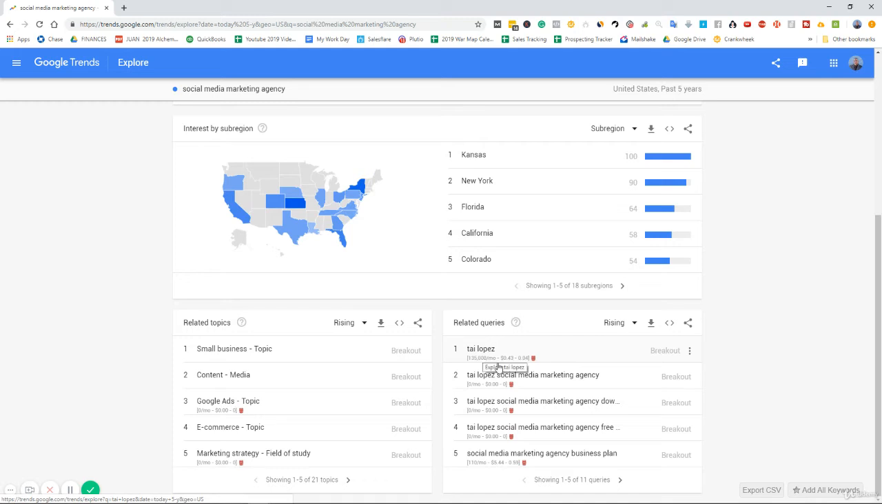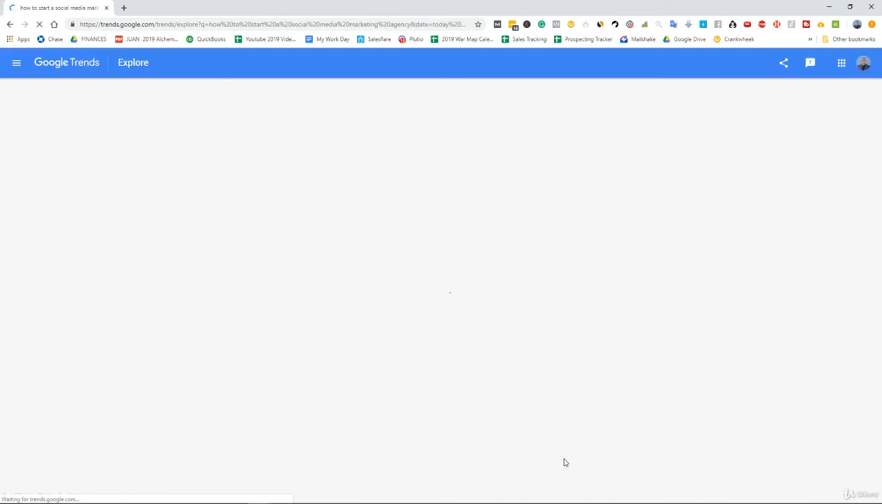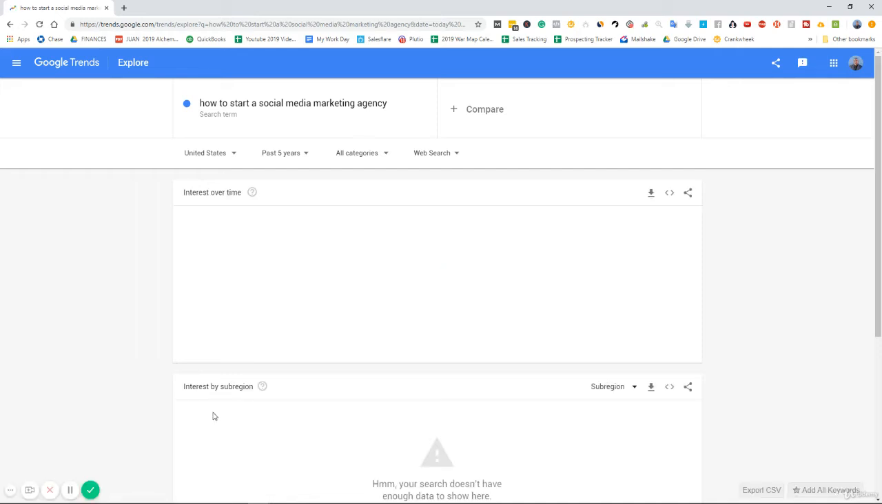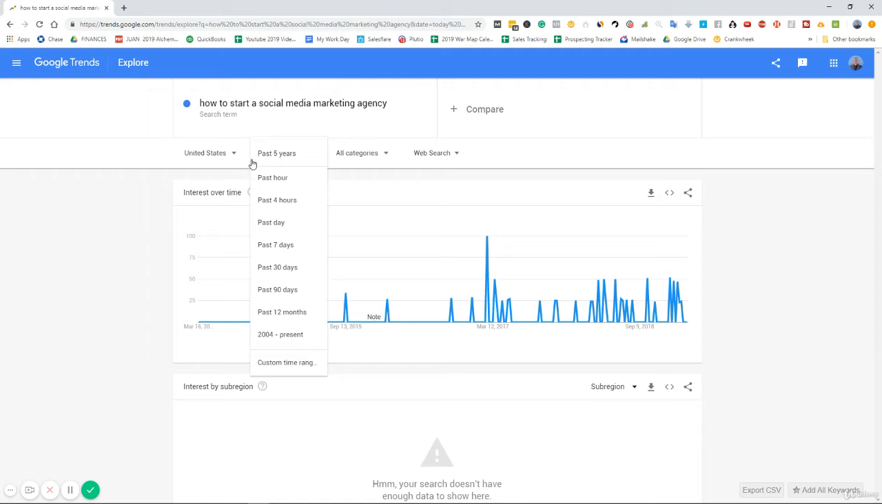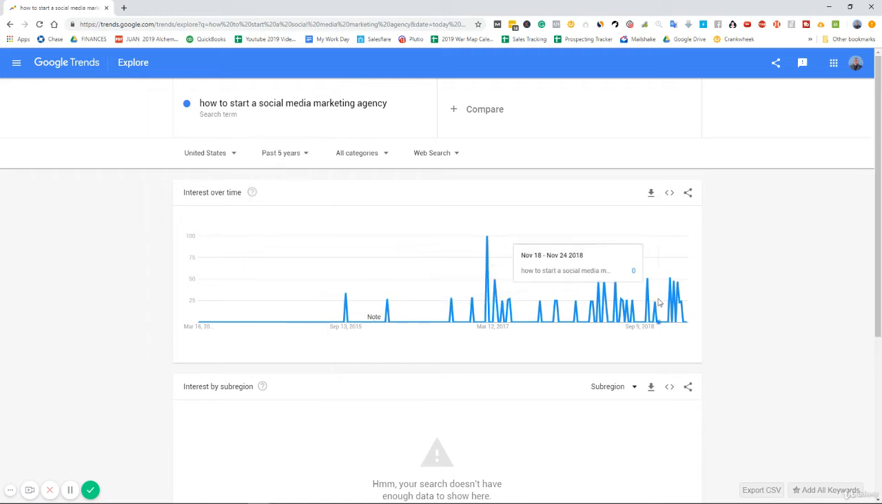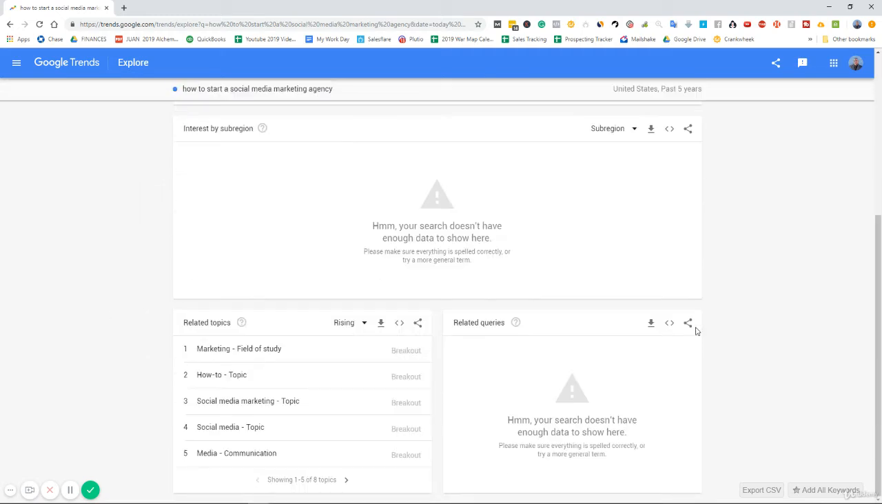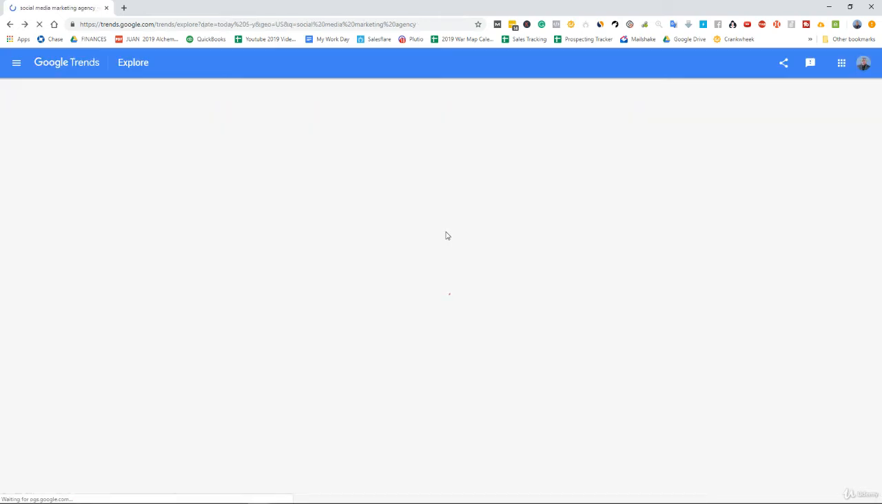And then if we want to look at even similar keywords here: Tai Lopez, social media marketing. Let's say how to start a social media marketing agency. Let's click on that. And then we can look at the individual keyword terms here. So there's a little bit of search volume, not too much. Let's go back.